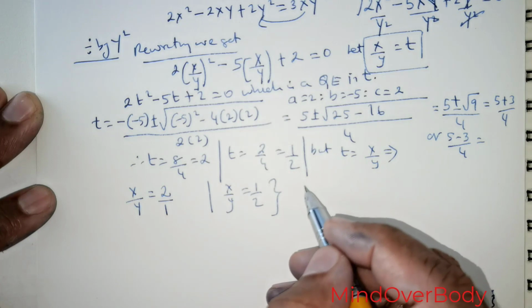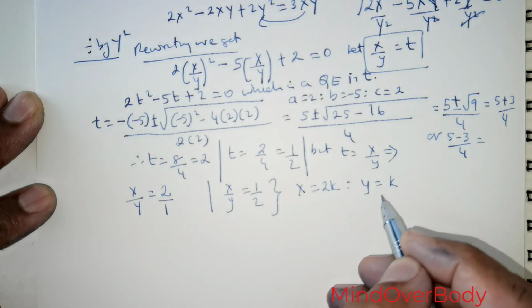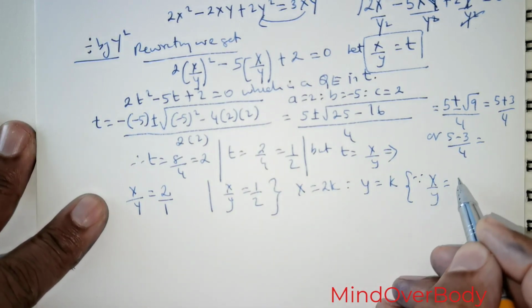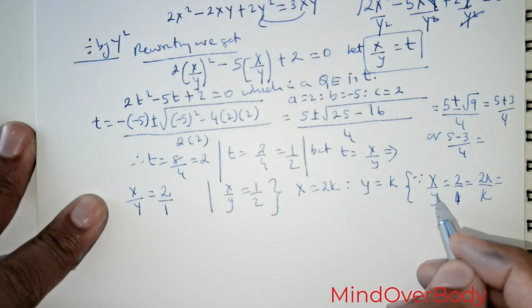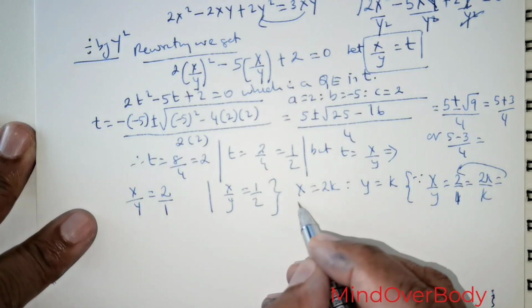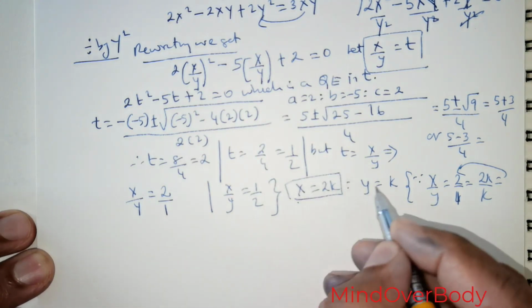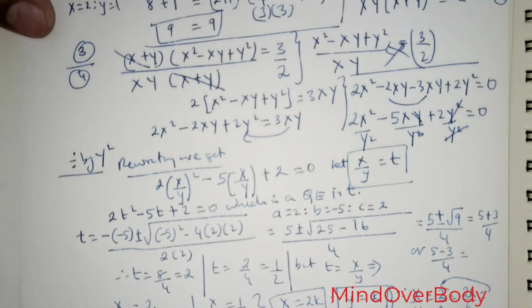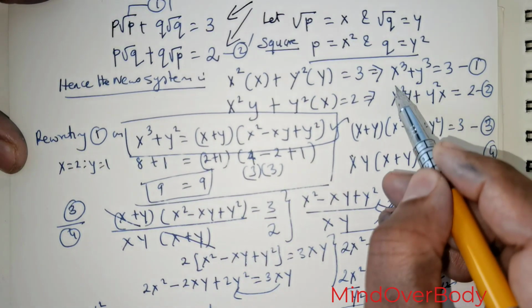I can suitably take x to be equal to 2k and y to be equal to k, since x over y is equal to 2 over 1, which is nothing but 2k divided by k, which gives me my 2 over 1. So I'm taking x is equal to 2k and y is equal to k. Now where am I going to make this substitution? I'm going to make it over here in 1.